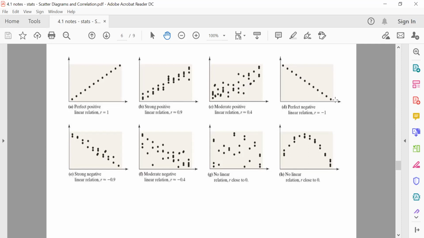Here's a perfect negative trend. Oh, that's beautiful. They all fall exactly on a line. Your R value would be negative. Here's a strong negative trend. Here's a moderate negative trend. Notice the R values are still negative.